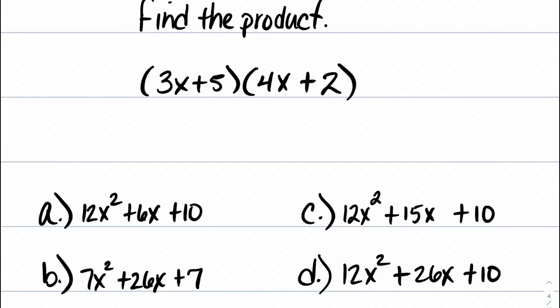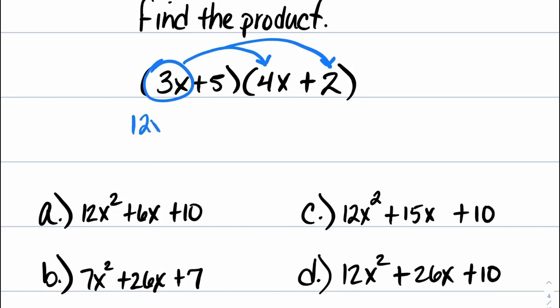This example asks us to find the product, which means to multiply. This time we're multiplying two binomials, and let's begin. So I'm going to take this first term in my left binomial, and I'm going to distribute it to both terms in the right polynomial. So in this case, 3x times 4x is 12x squared. 3x times 2 is 6x.